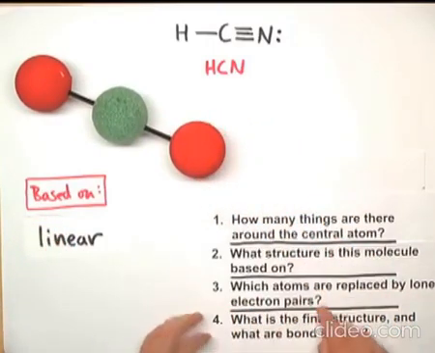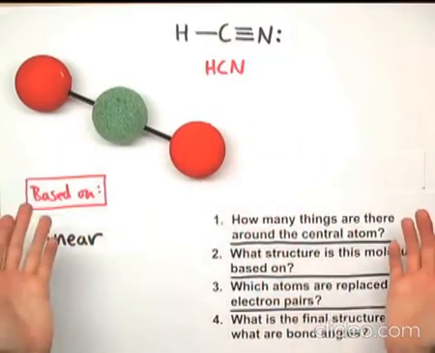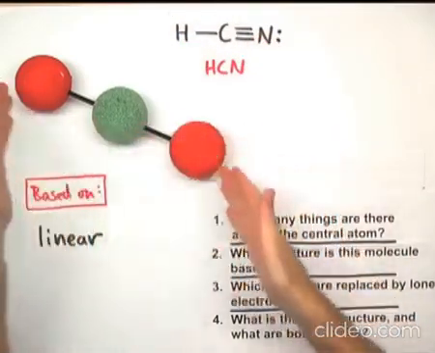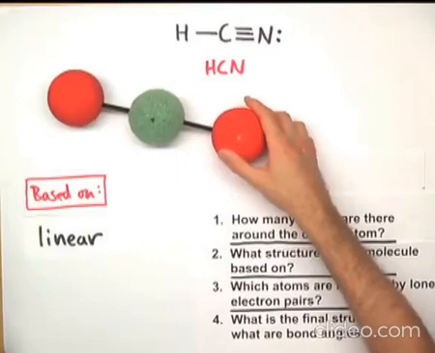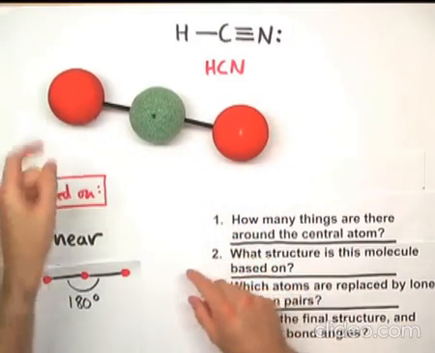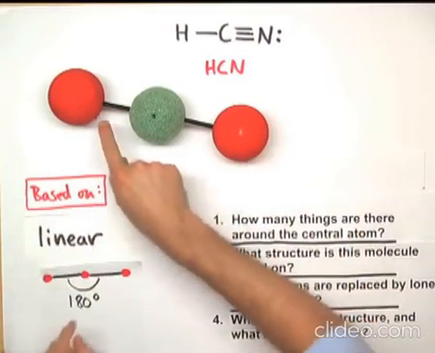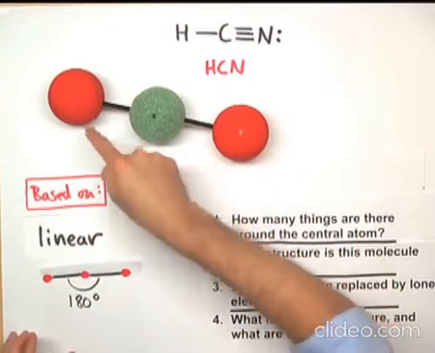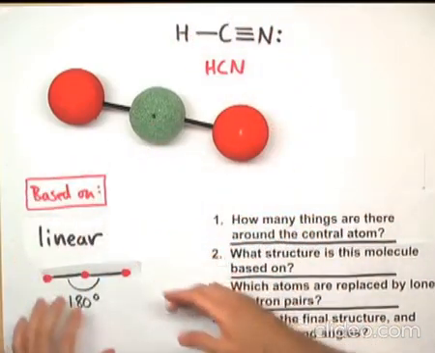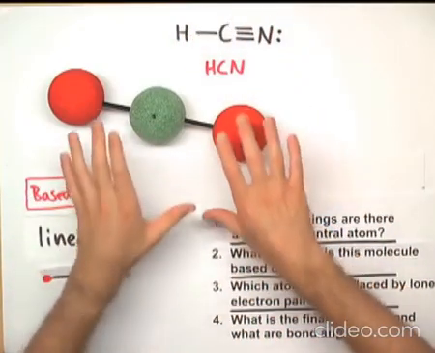Which atoms are replaced by lone electron pairs? None, because we've got an atom here and an atom here. So that means the final shape is going to be this linear shape. Since we're calling it linear, these 3 atoms are in a line, which means we're going to have 180 degrees between these two angles. So if you have two atoms, two bonds surrounding a central atom, you get a linear shape, with 180 degrees between the atoms.